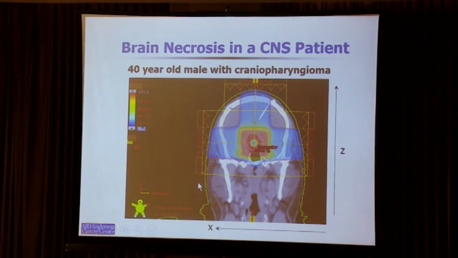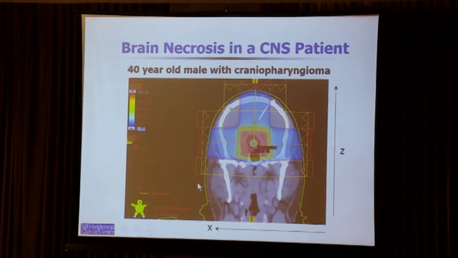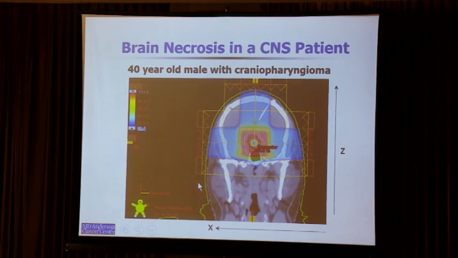Here is one example. It's a brain necrosis in a CNS patient, a 40-year-old male with craniopharyngioma. You see there are 3 fields, 2 laterals and 1 vertex field. What you will see is that the distal edge of this beam and the distal edge of this beam over here will have the area where there could be some danger, because that's the distal edge of 2 beams.